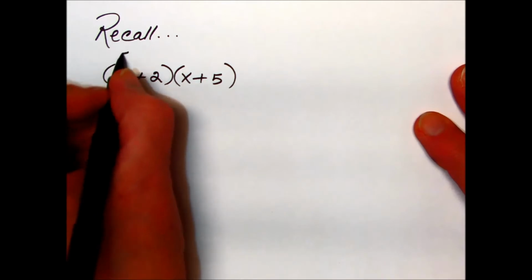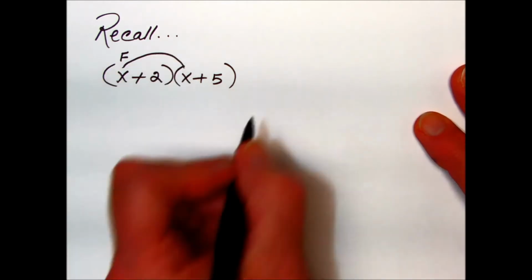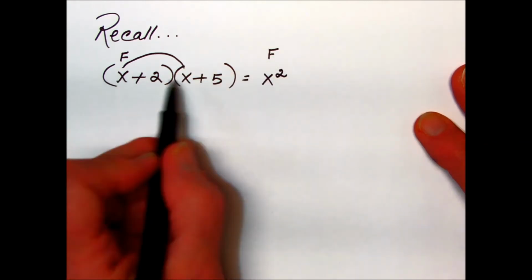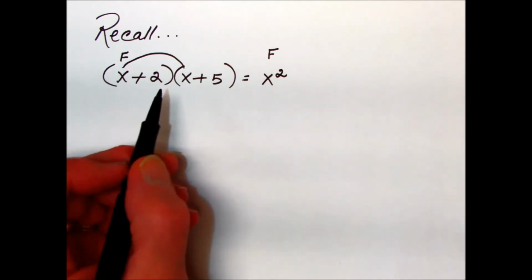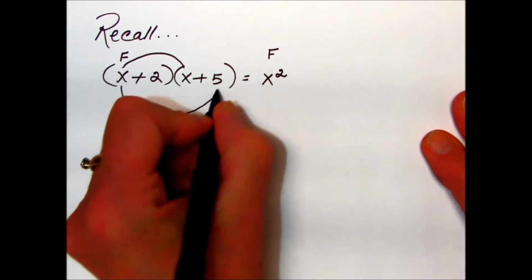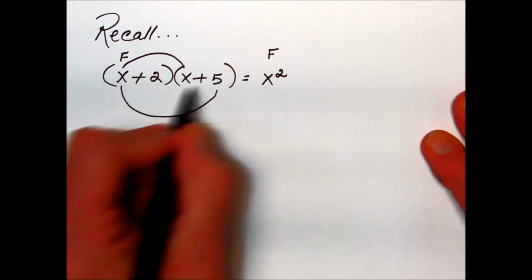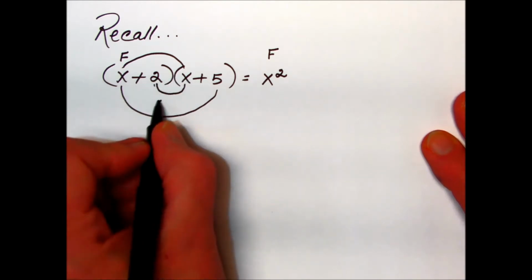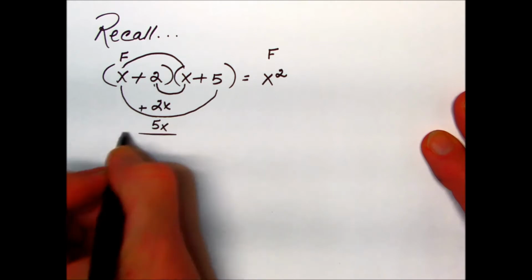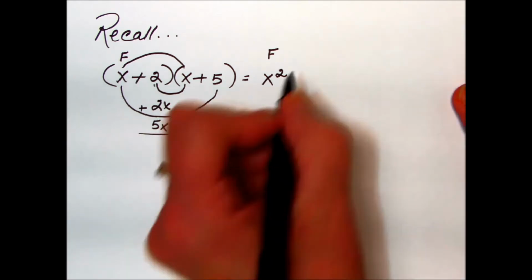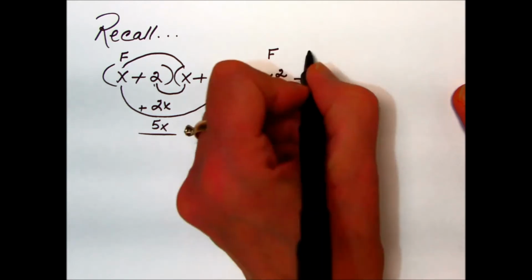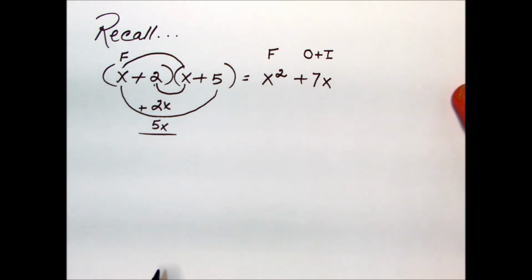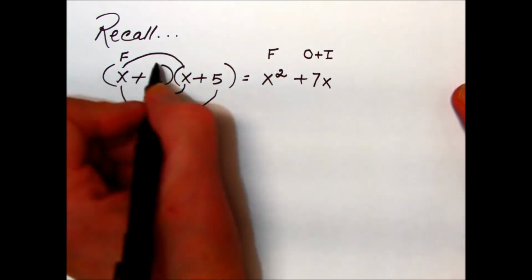We would use the FOIL method for multiplying these, multiplying the first two terms together. X times x in this case would be x squared, and that's the result of the first two terms of our binomials. Next, we multiply the outside terms, the O, which in this case gives us a 5x. We multiply the inner terms, which gives us a 2x, and we add those together if they're similar, and they are here, to give us a 7x for this example, but it was the result of adding our outside and our inside terms together.